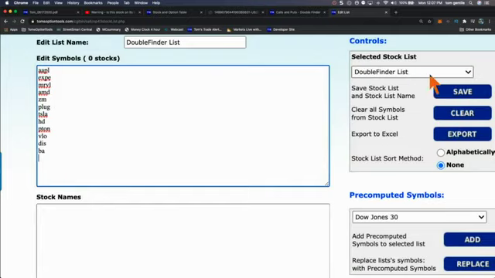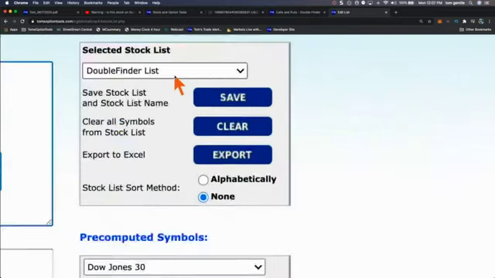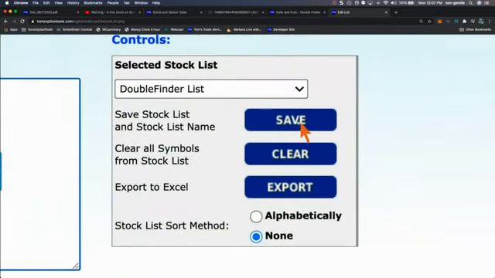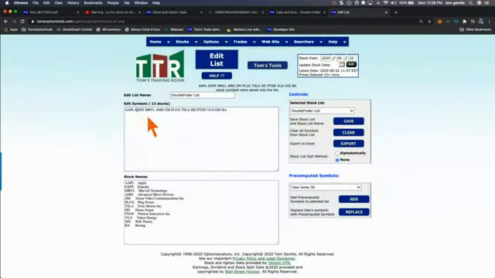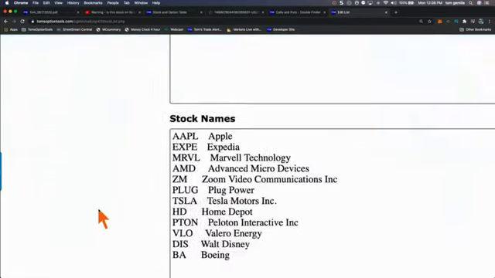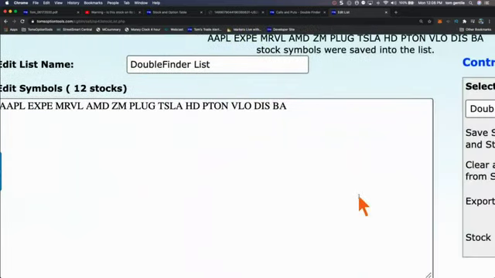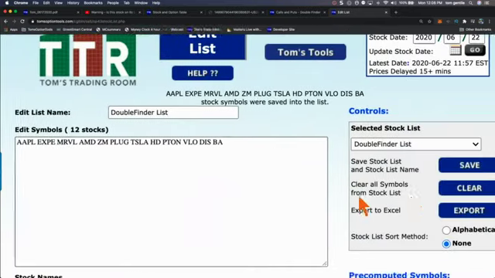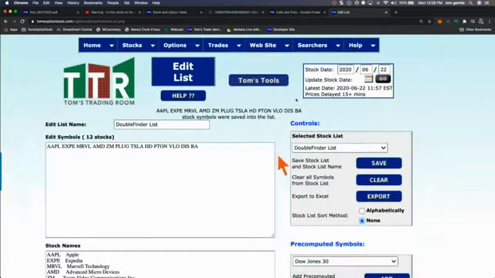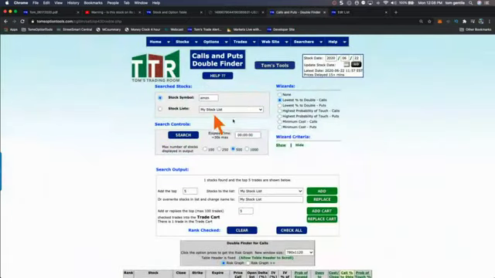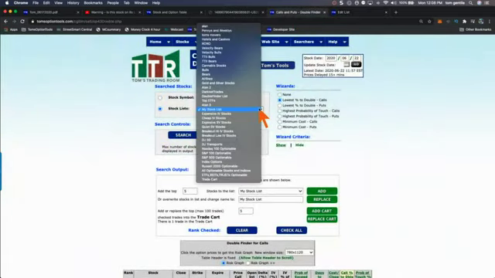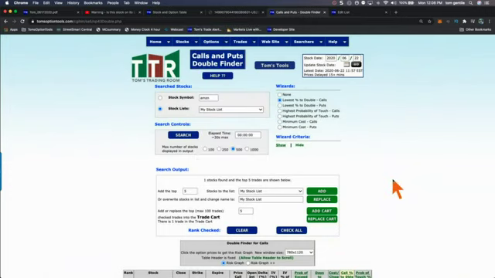I'm going to save this into a list I call my Double Finder list. So let's save the list. There's my list right there, everything I put in. So I have the stock names, I've got the stock symbols, I'm ready to rock and roll. What am I going to do with this list? Now I'm going to go back over to my Double Finder, and I'm going to go to a list. Let me reset this real quick.